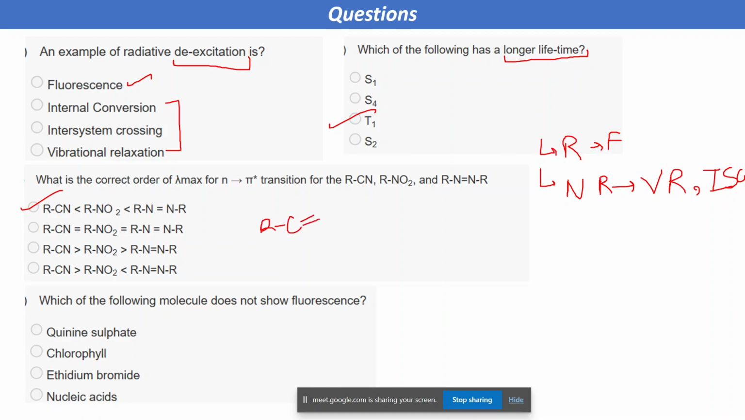So basically, if you compare these two, RCN, RNO2, it can be N plus O minus, or it's RN double bond NR. If you compare these three molecules, you can see there is a difference in electronegativity.